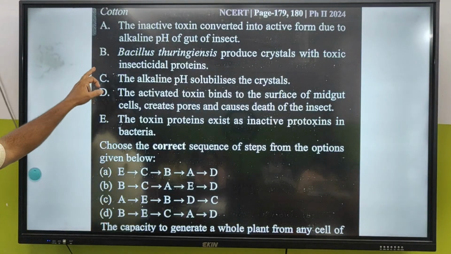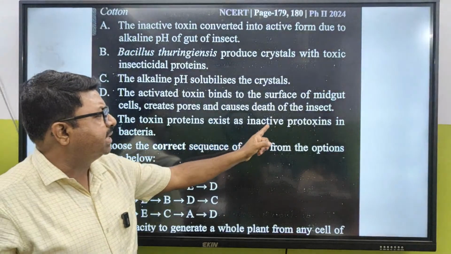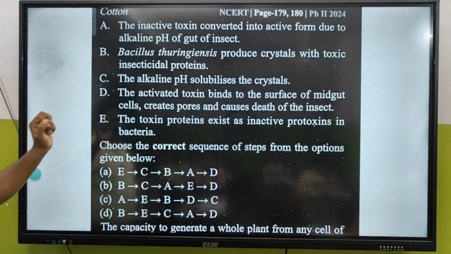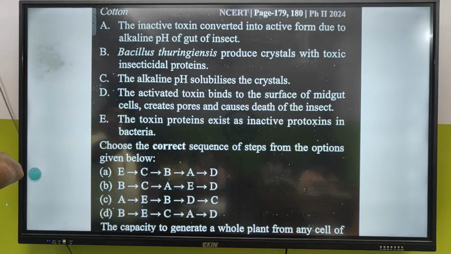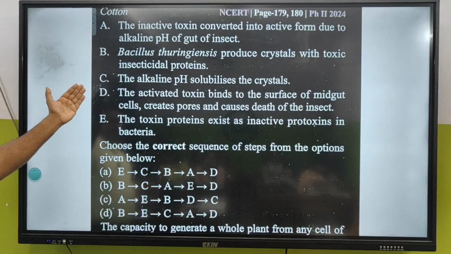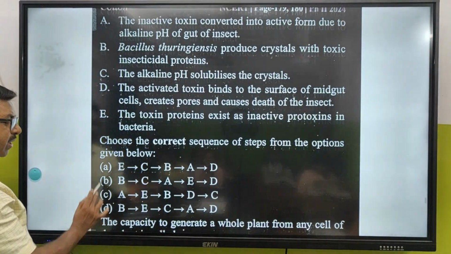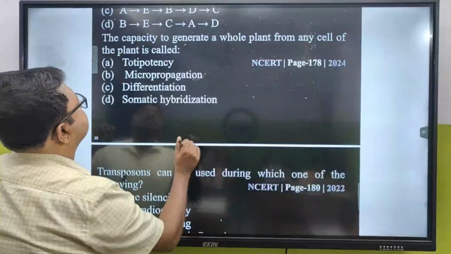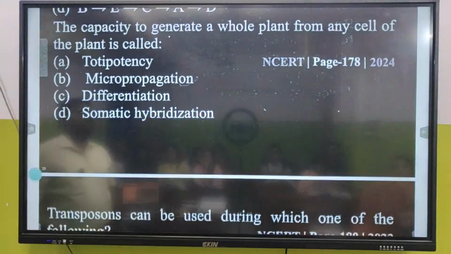Option D. B first: Bacillus thuringiensis modifications. Then E: the toxin proteins exist as inactive protoxin. Okay? C: the alkaline pH solubilizes the crystals. A: the inactive toxin is converted. And last D: the activated toxin binds to the surface of the midgut. Very good. The capacity to generate a whole plant from any cell of the plant is called.